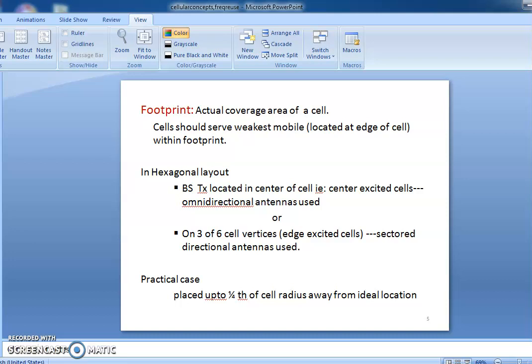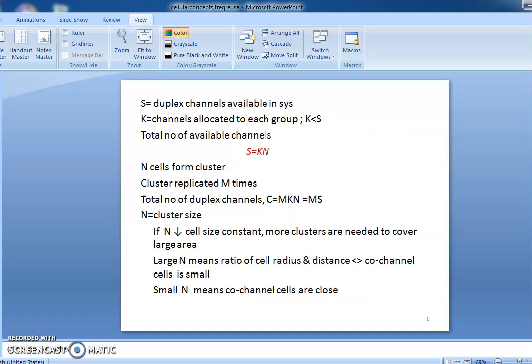Another case is edge excited cells, because in a hexagon 6 vertices are there. Among the 6 vertices, 3 can be utilized, and in the 3 vertices I can place sector directional antennas in order to give the signals. Next, practically, the base station transmitters are located up to 1/4 of the cell radius away from the ideal location.